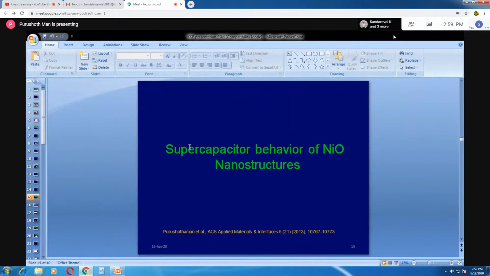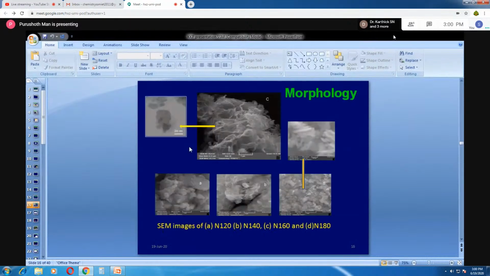Next, we are going to see the supercapacitor behavior of nickel oxide nanostructures prepared by using the hydrothermal method at different temperatures. This is an SEM image of nickel oxide prepared at 120 degrees Celsius, 140, 160, and 180 degrees Celsius by using the hydrothermal method, and then calcined at 300 degrees Celsius. So this is prepared at 120 degrees Celsius, 140, 160, and this is at 180.